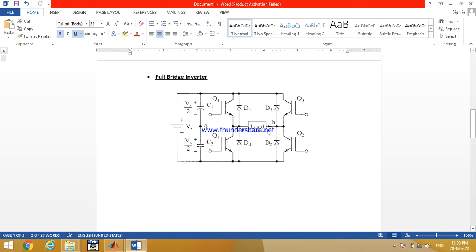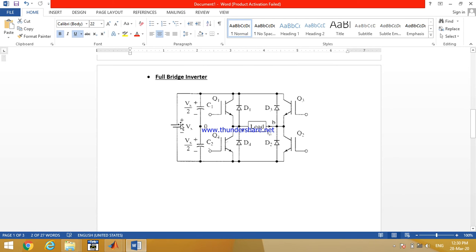the full bridge inverter. To simulate this kind of circuit, we require 4 IGBTs, 1, 2, 3, and 4. In the first half cycle, these 2 IGBTs will operate simultaneously. That means that the direction of the current will be like this. The current will pass to the IGBT 1, then the load, and from the IGBT 2, and it will get back to the source.